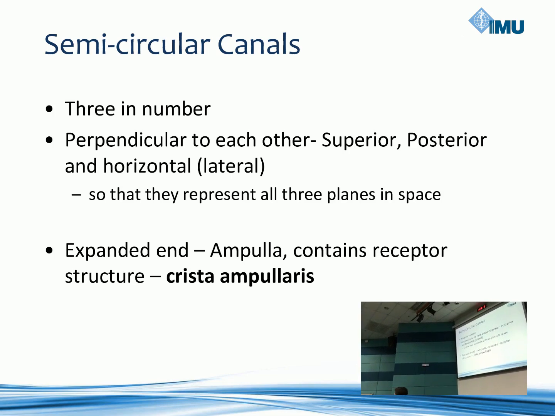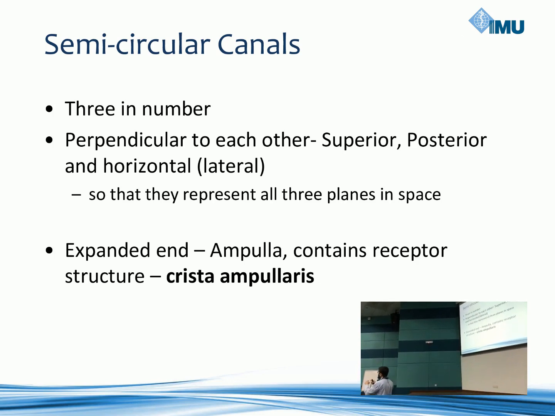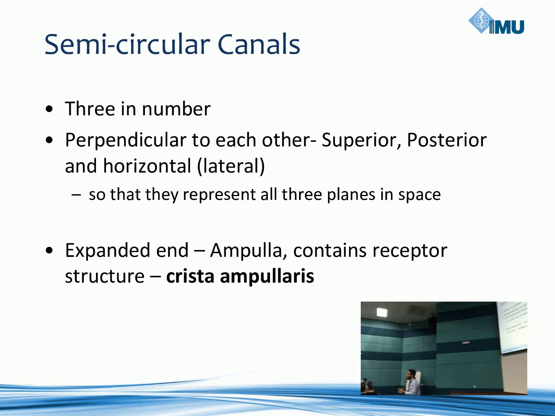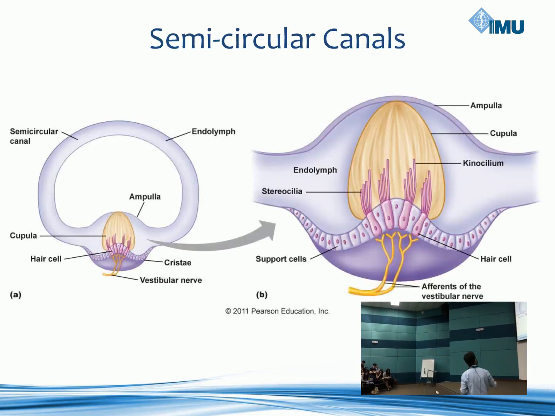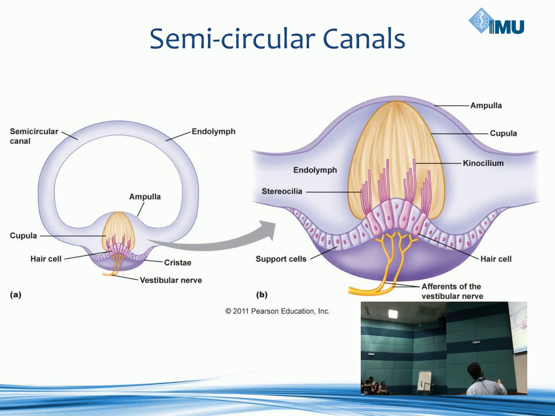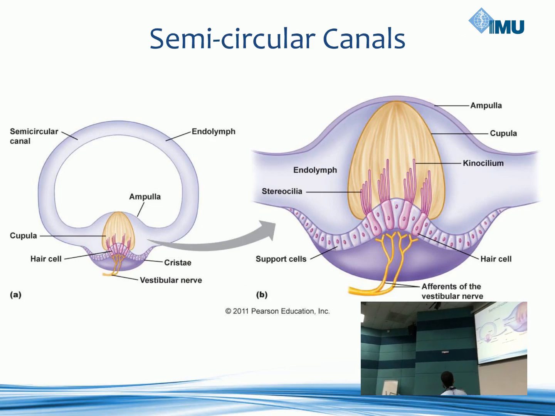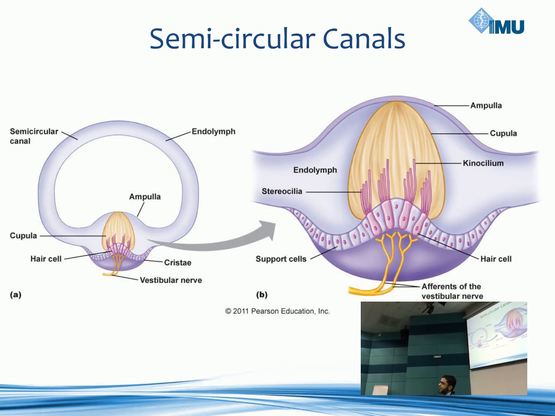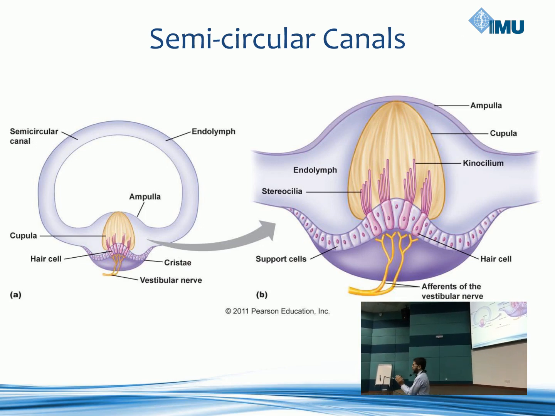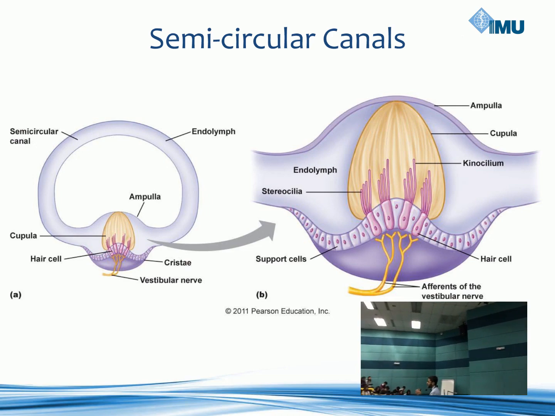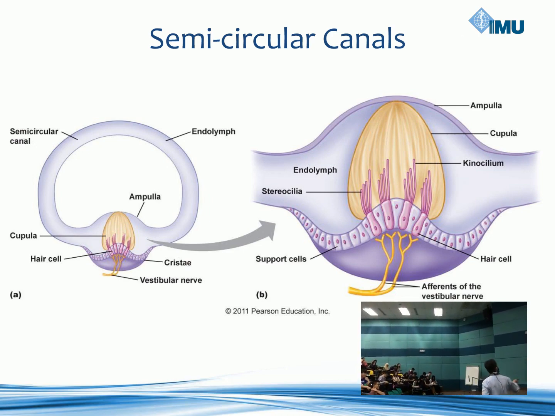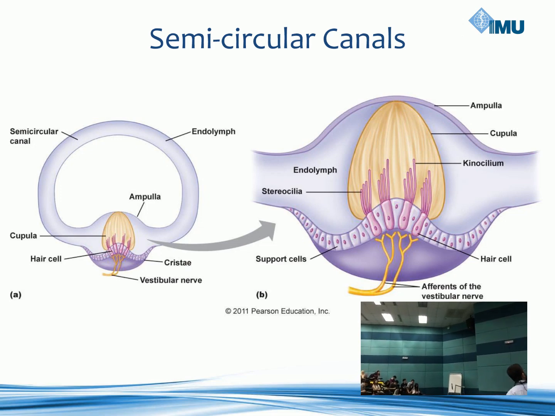And at the base of the semicircular canals, you have the receptor called crista ampullaris. If you look closely at this receptor, at the base of the semicircular canal, you have this gel-like material on top. This is a cone-shaped material called the cupula. We love to have these fancy names, right? And then you have these hair cells. This is the kinocilium.